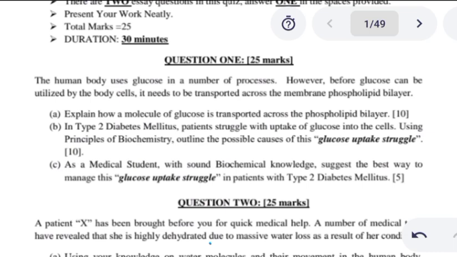Sometimes we do have what we call beta cell dysfunction. So these cells become dysfunctional, because we know that the beta cell is a cell that produces insulin, right?